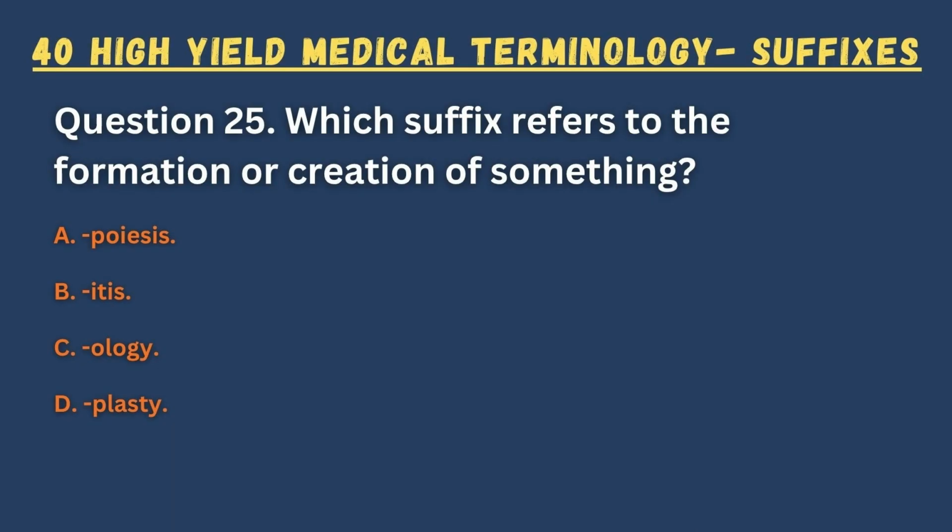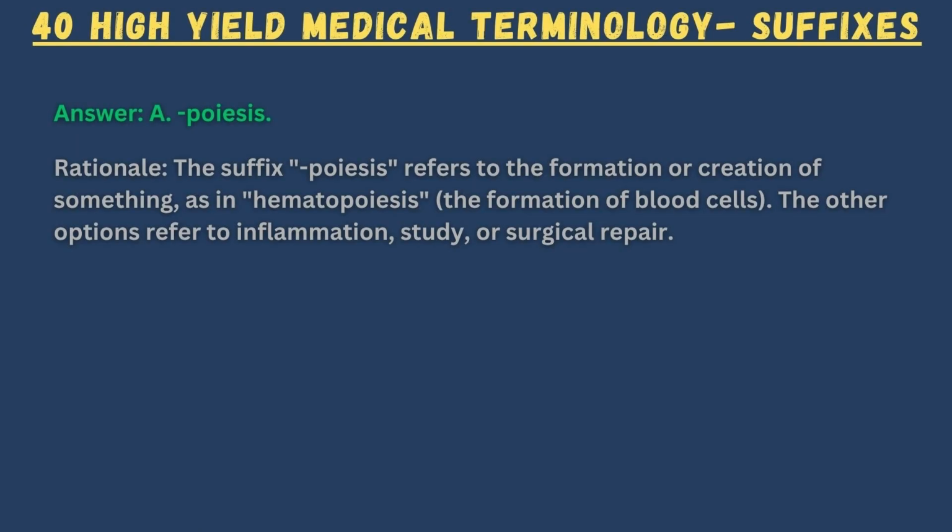Question 25. Which suffix refers to the formation or creation of something? A. Poiesis. B. Itis. C. Ology. D. Plasty. Answer, A. Poiesis. Rationale: the suffix poiesis refers to the formation or creation of something, as in hematopoiesis, the formation of blood cells. The other options refer to inflammation, study, or surgical repair.